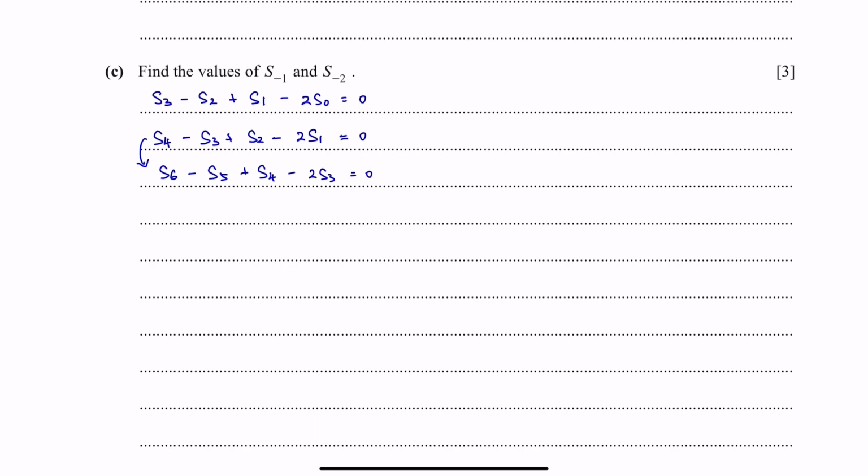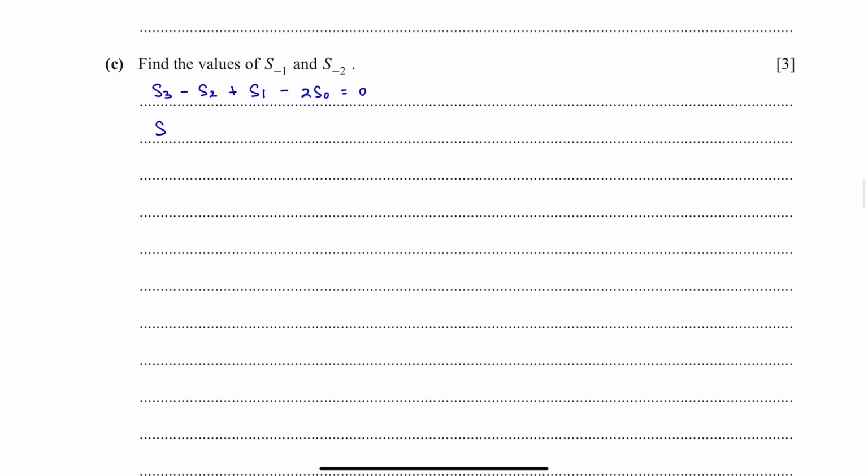Similarly, you can step down. So, if you step down by 1, you get S2 minus S1 plus S0 minus 2S negative 1 equals 0. And if you step it down even more, you get S1 minus S0 plus S negative 1 minus 2S negative 2. And we need to find this and this. So we'll do it step by step.